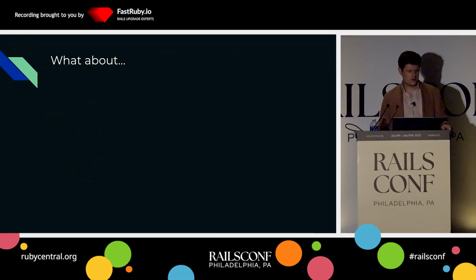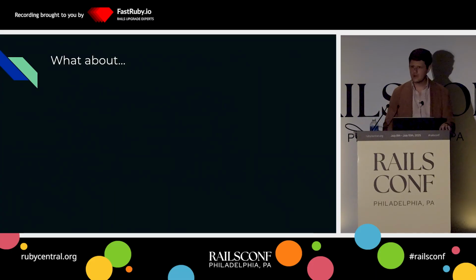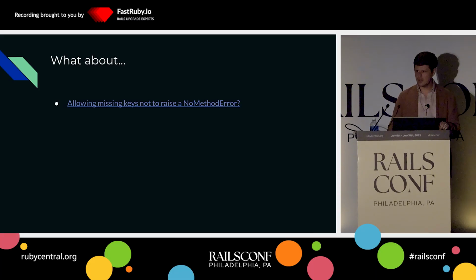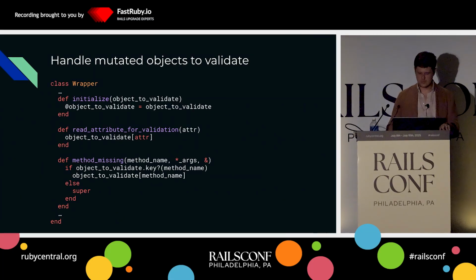All right, and those are kind of the big things for the validator, but there are a bunch of other things that we could spruce up, add some bells and whistles. So first off, if our underlying hash doesn't actually have the key defined on it that we're trying to validate, it will currently blow up. Because if we were looking back at that if object-to-validate.key, else super, the super will just call no method error.